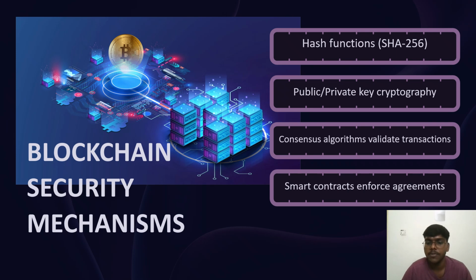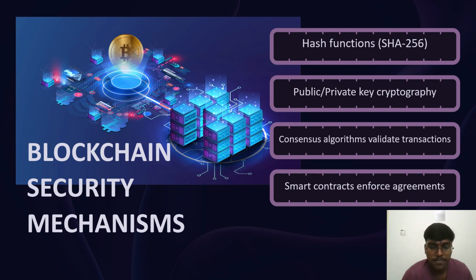Public private key cryptography. When you make a transaction, you sign it with your private key. Only you have this private key. Others can verify it with your public key, but they cannot forge it. It's like having a pen that only you can write with, but everyone can recognize your handwriting. Consensus mechanism.